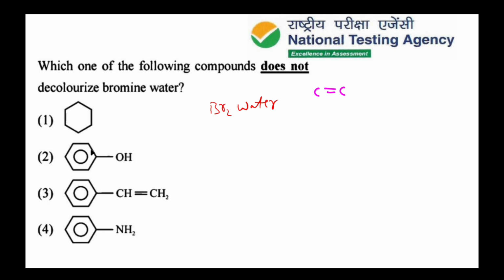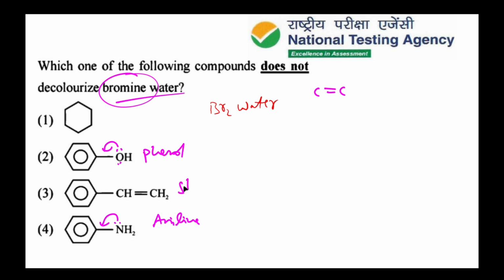Here, if you observe these examples, this is phenol, this is aniline. In phenol, the lone pair electrons on oxygen, and in aniline, the lone pair electrons on nitrogen, will undergo resonance with the benzene ring. Because of that, the benzene ring will get more activated. So this activated benzene ring will react with bromine water so that it will be decolorized. So phenol and aniline are decolorized by bromine water.